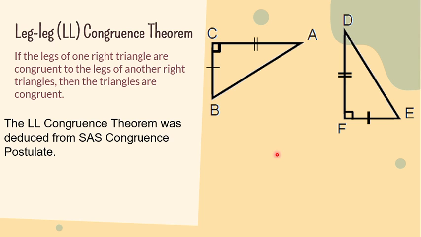Ibig sabihin, parang SAS congruence postulate lang din ito. Ang pinagkaiba kasi, right triangle tayo. Sa right triangle lang ito. So, dito, sa halip na side, leg. So, we have leg, tapos angle natin na right angle, tapos leg. So, let's write here the congruent parts of these two triangles. Tapos, para malaman natin kung ano yung congruent triangle.